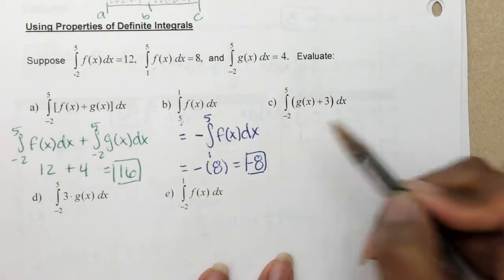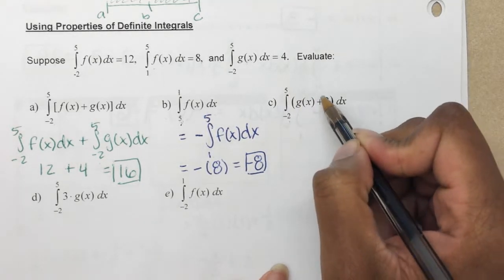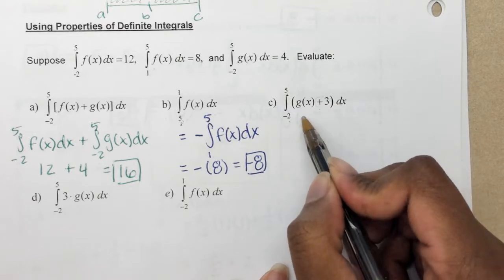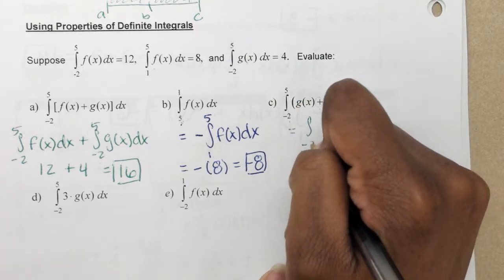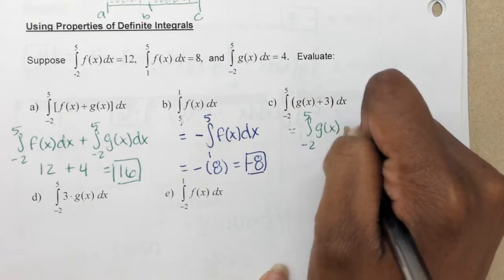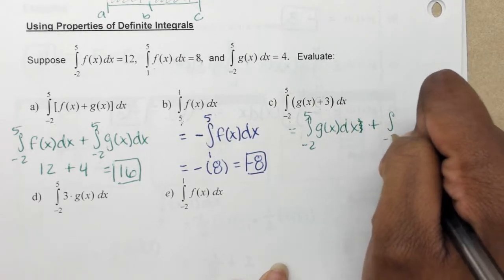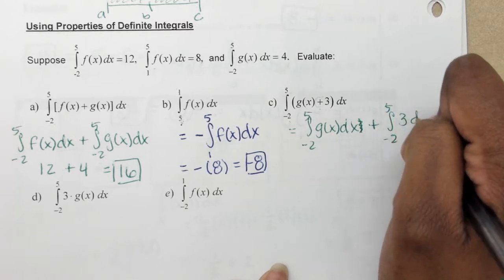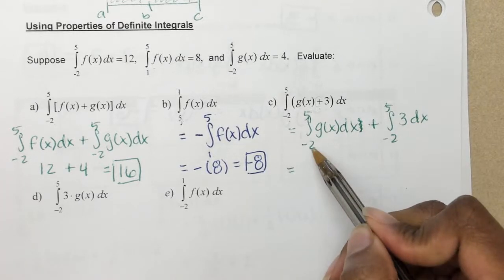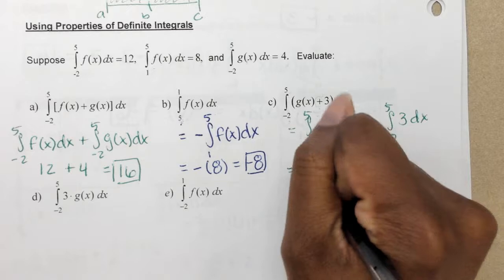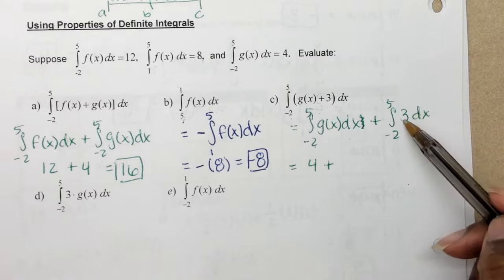For c, we want the integral from -2 to 5 of g of x plus 3. So 3 is not a function, but these are separated by a plus, so I can still separate these into two separate integrals: the integral from -2 to 5 of g of x dx plus the integral from -2 to 5 of 3 dx. We know the integral from -2 to 5 of g of x dx is 4, and we're going to add to that the integral from -2 to 5 of 3.